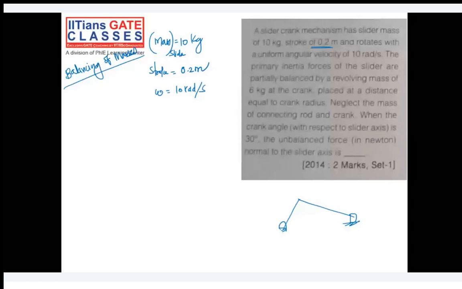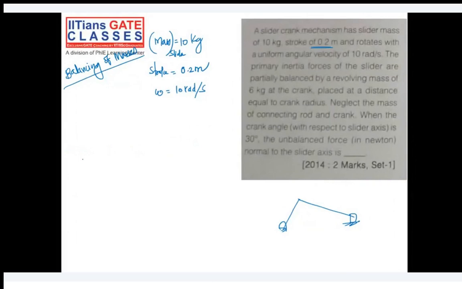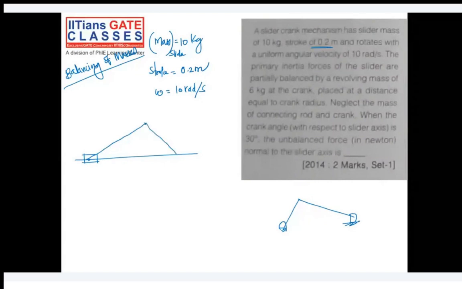Maybe I'll draw a diagram to explain the point here. So this is the piston, connecting rod, crank. This is rotating at omega, making an angle theta. Is anything given to you apart from this? No. 51.96 is not the correct answer.